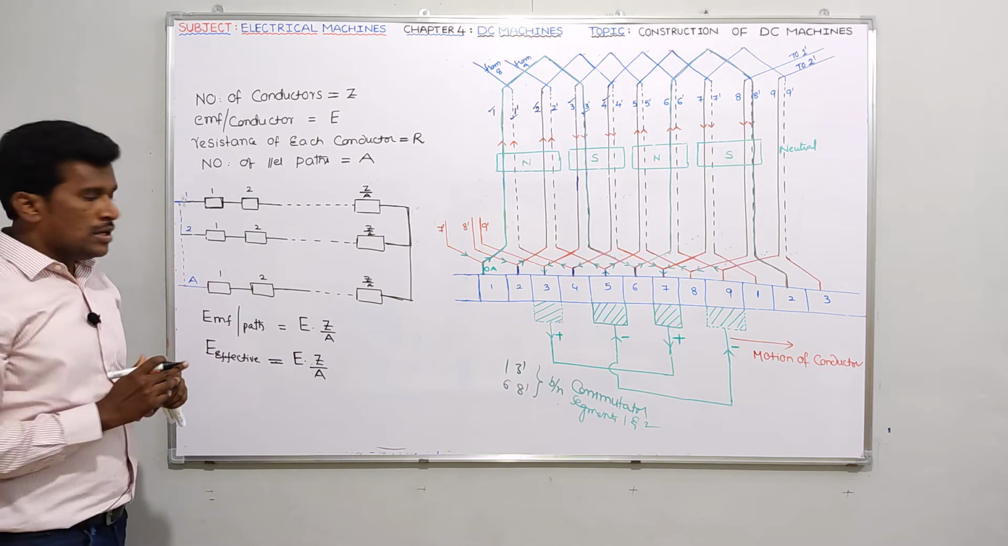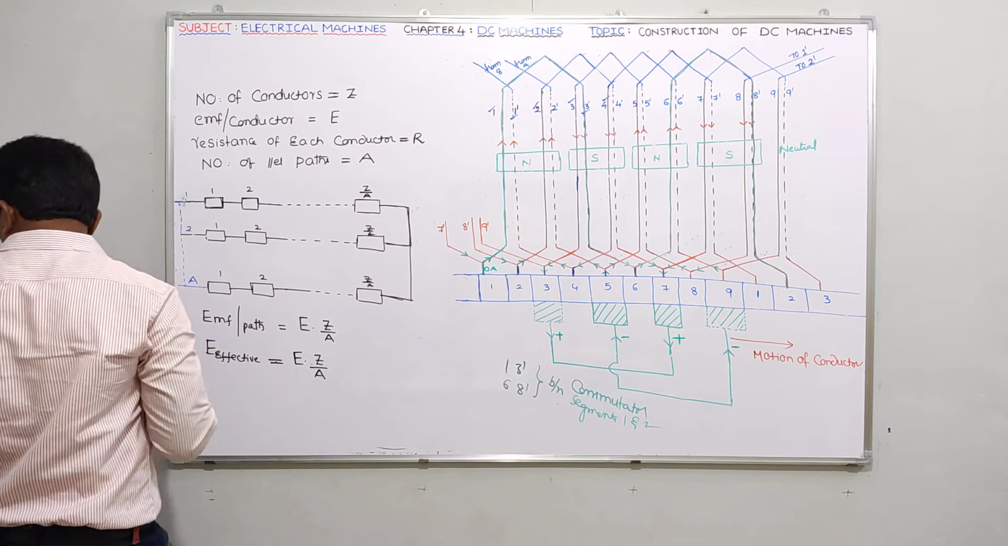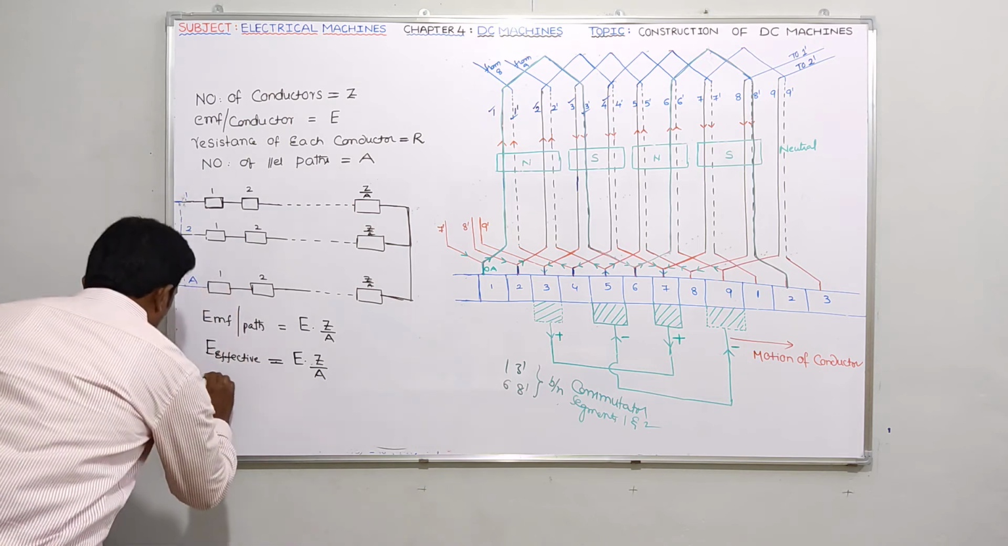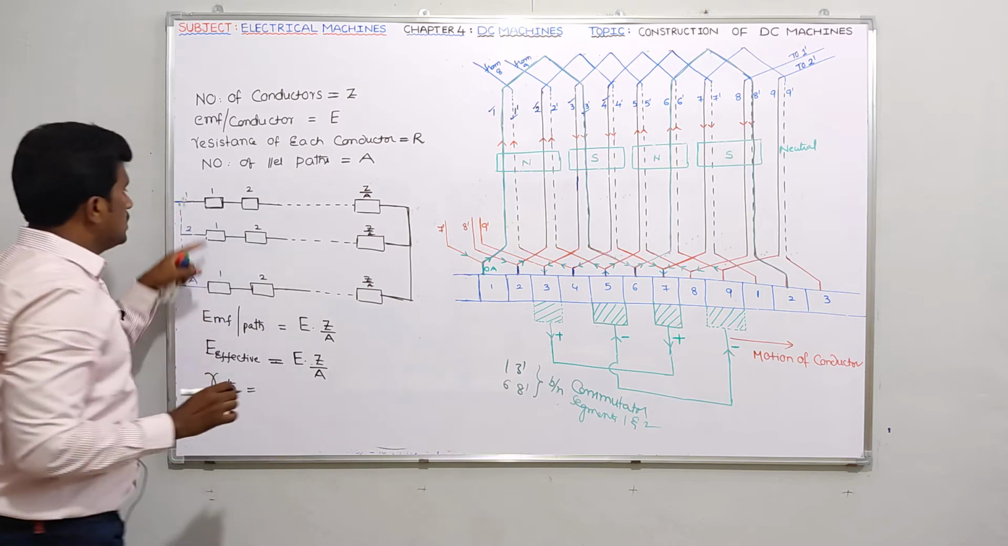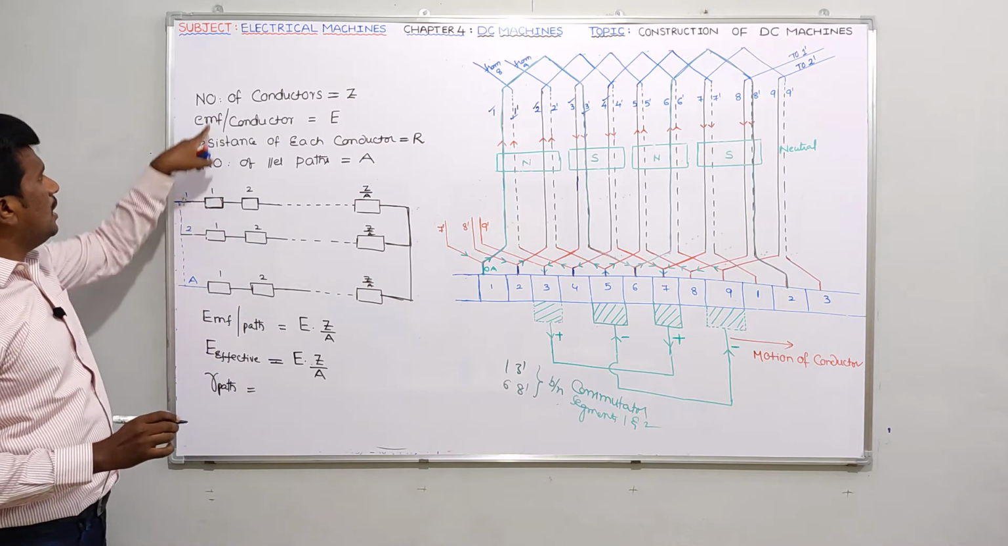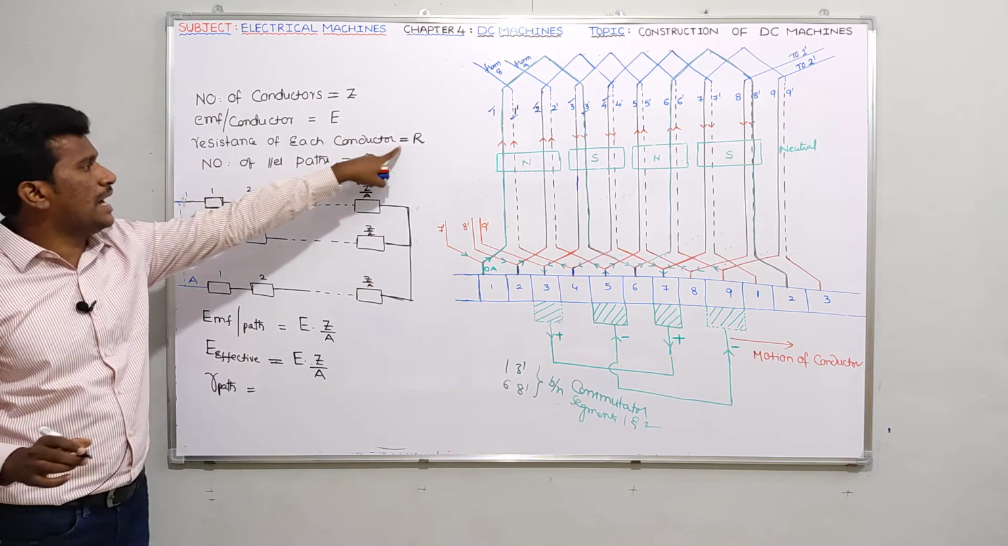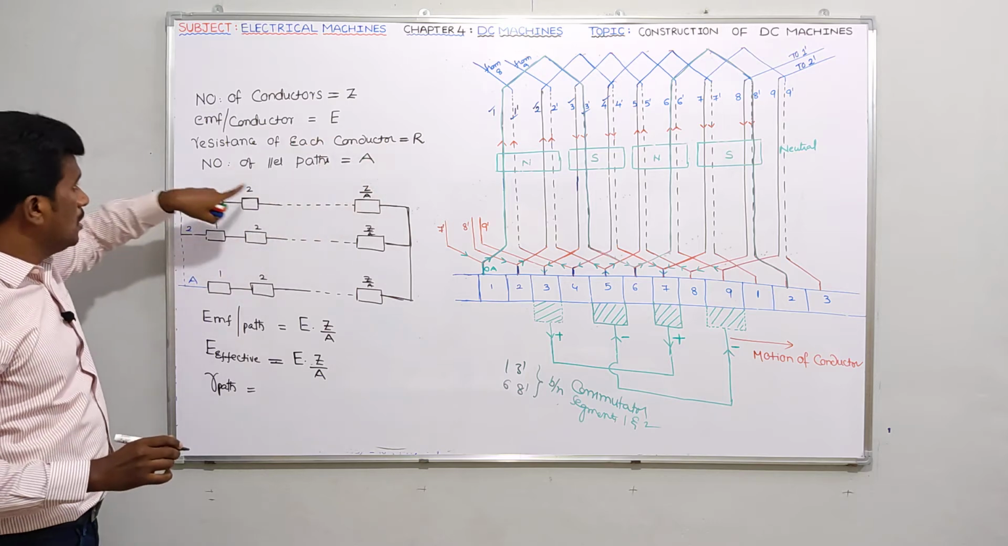Okay guys, like that, please tell me what about the resistance value also. I am asking resistance per path. See, for each conductor I said the resistance of each conductor is capital R.